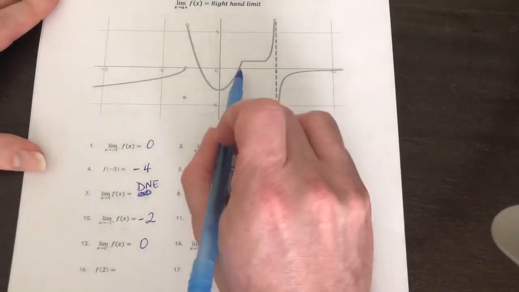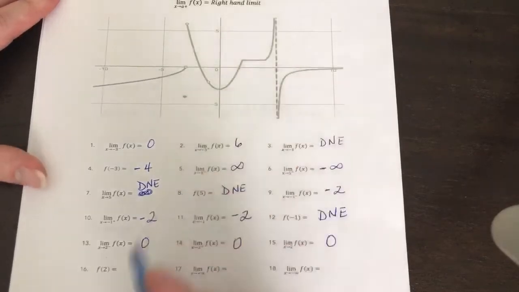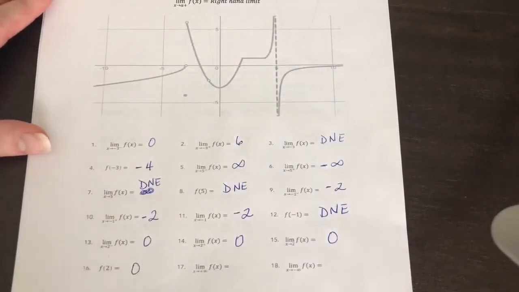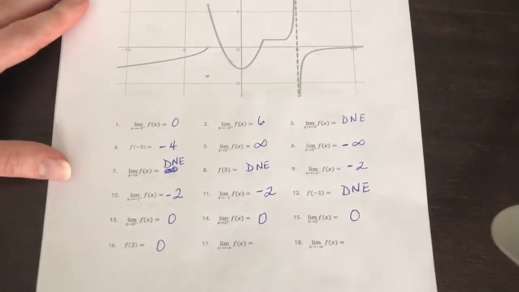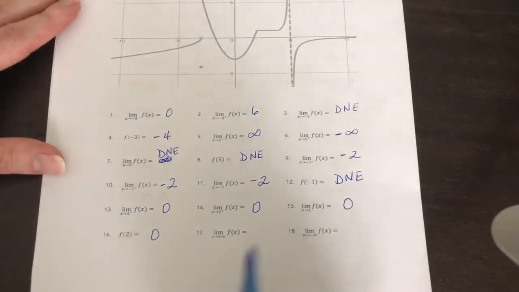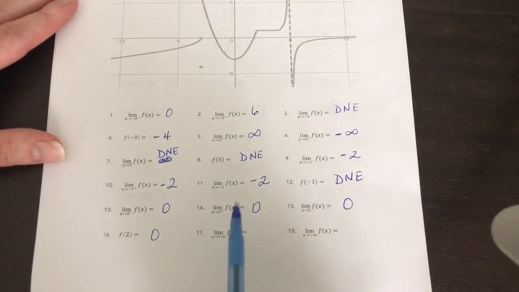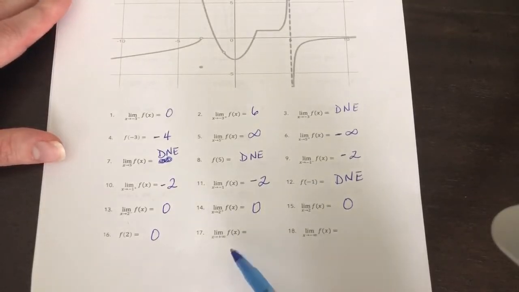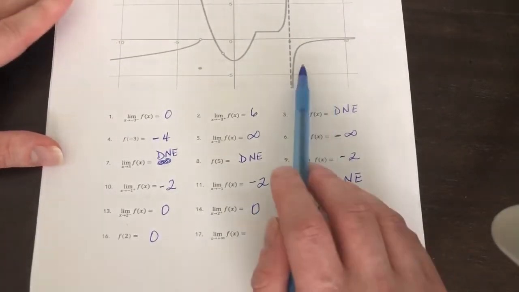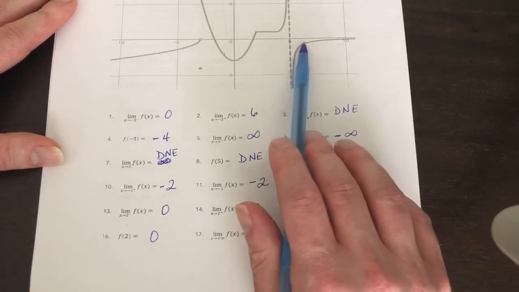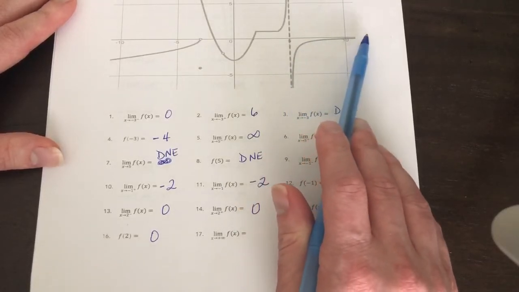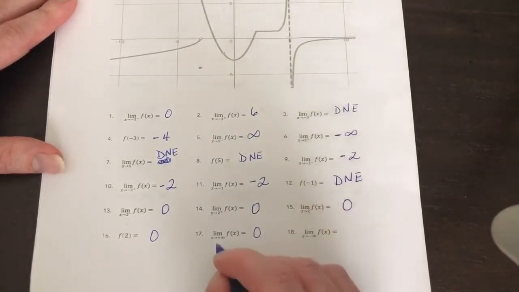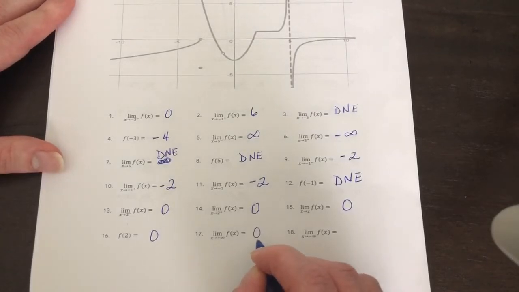f of 2, it's colored in. It's a solid point, so f of 2 is equal to 0. Now 17 and 18, the limit as x approaches infinity. What is this lining out to as we go all the way to the right? As I look at this, it's going all the way out to the right and approaching 0. So that's what a limit as x approaches infinity means.